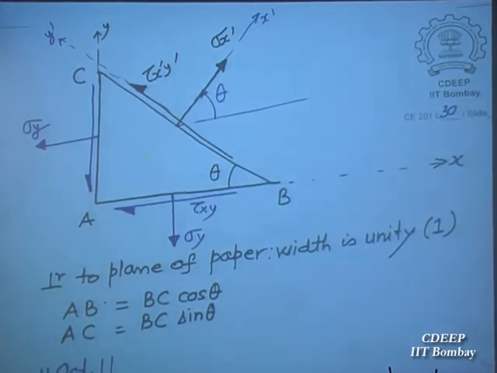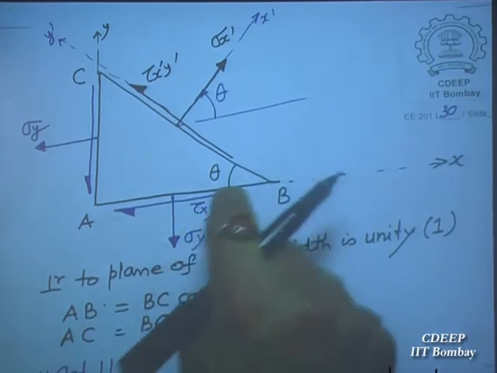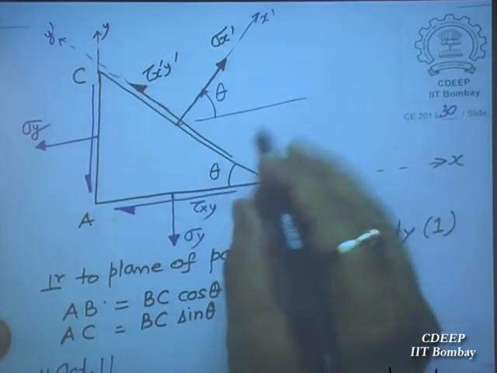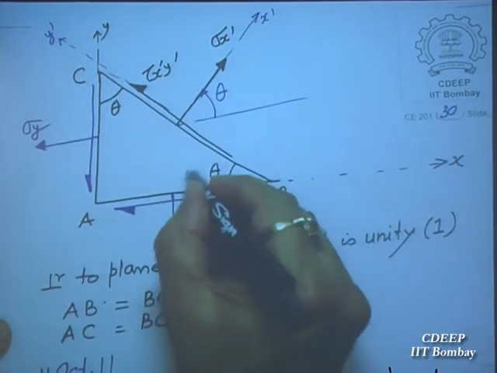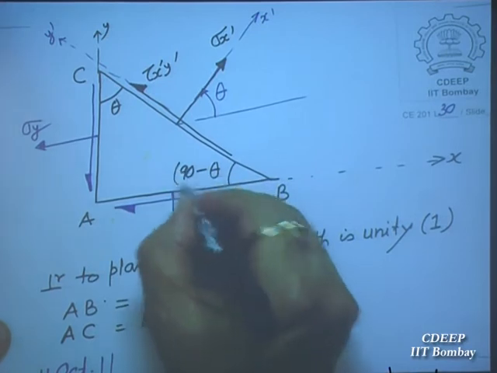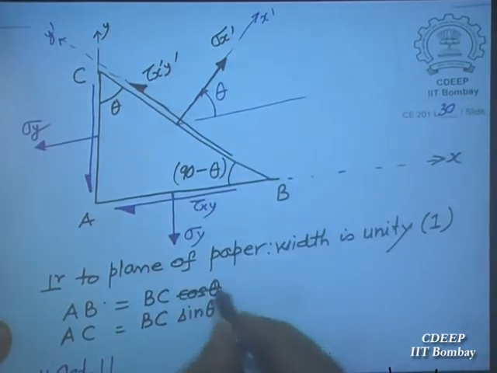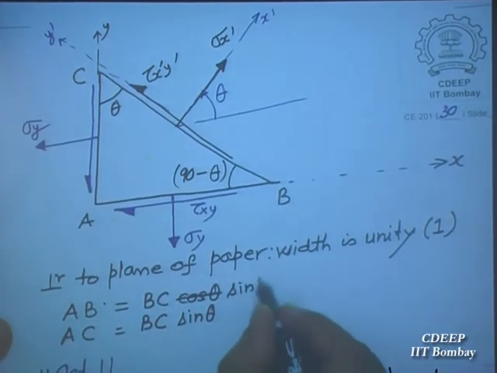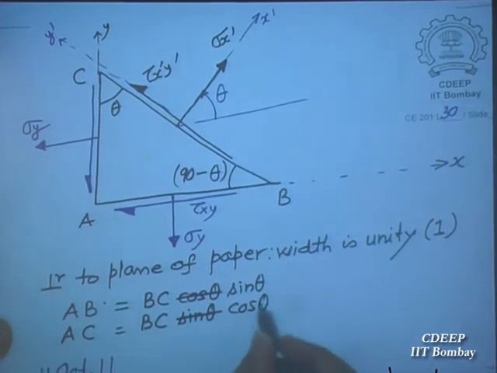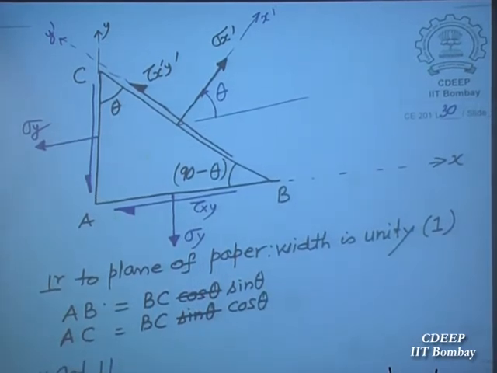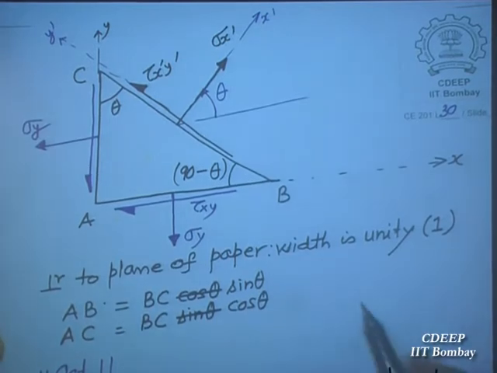What is 90? This one is, yes, this is theta. Sorry. This one is theta. This is 90. Yes, this is a mistake. Yes, so you should have told me, huh? Yes, this is theta. So this changes. So this is sine theta. And this one is cos theta. Yes, good.